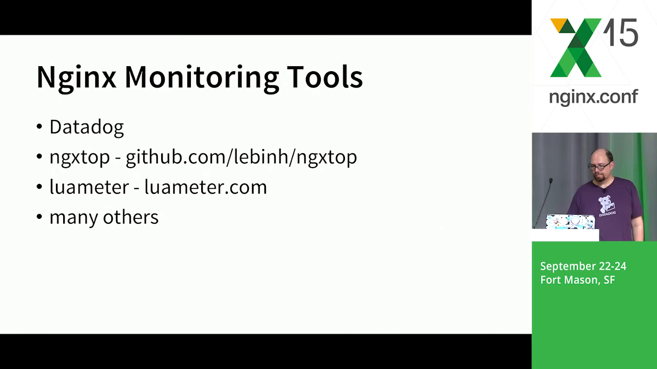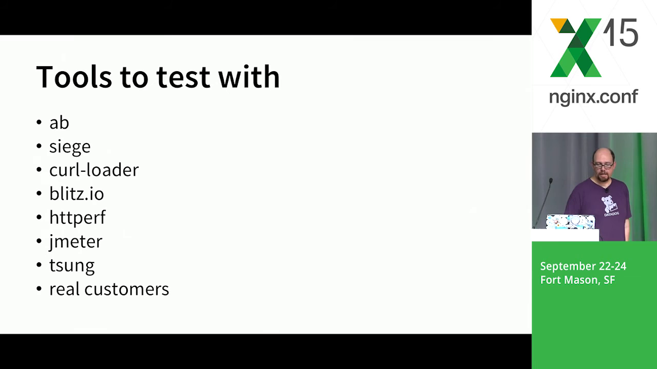So what tools do you use to test? Lots of tools to test with. There's AB, Apache Bench. A lot of posts online saying, oh, don't ever use Apache Bench. So there's also Siege. Well, a lot of those posts will also say, oh, don't ever use Siege. And so there's lots of other tools as well. These are tools that are just going to pound your server with a lot of extra requests. Curl Loader. Haven't used it myself, but there's also Blitz.io. Blitz.io is an online solution that's going to pound your server from lots of different testing servers. Another one I just recently found out about was Tsung, or T-Sung. I don't know how to pronounce that.